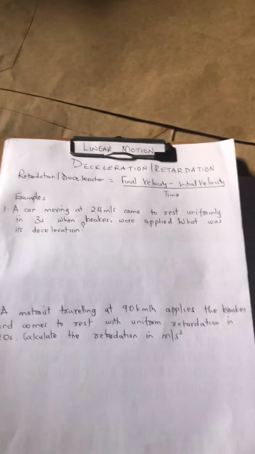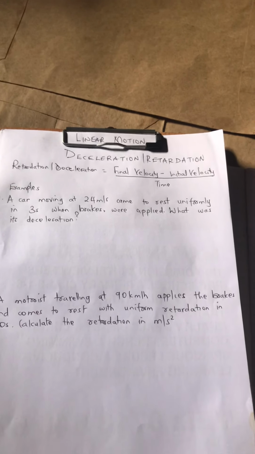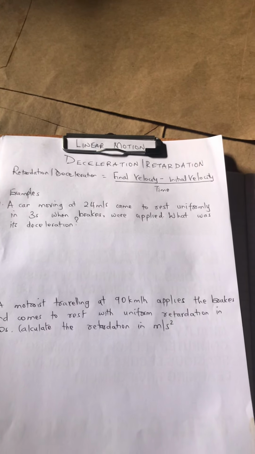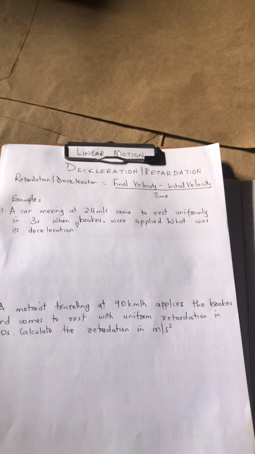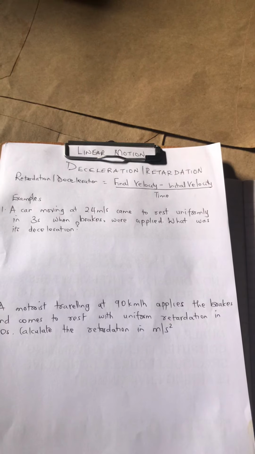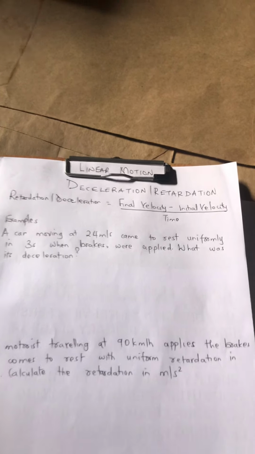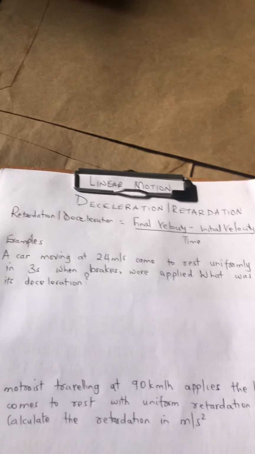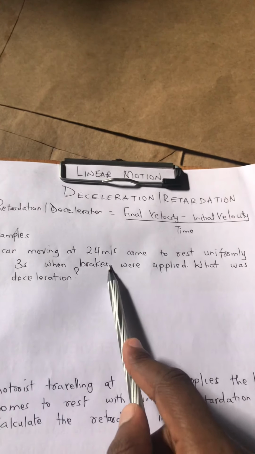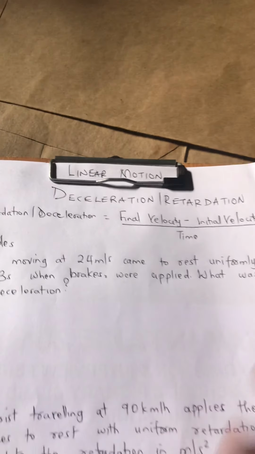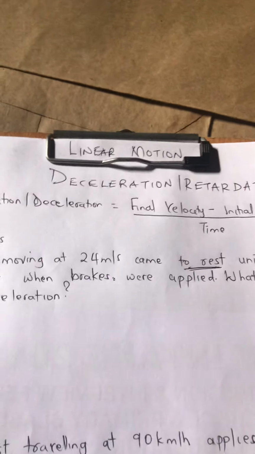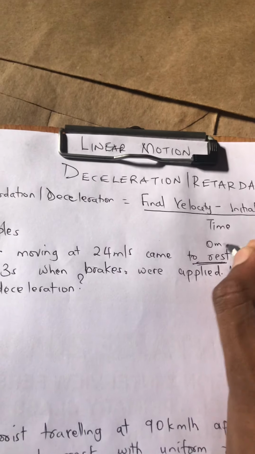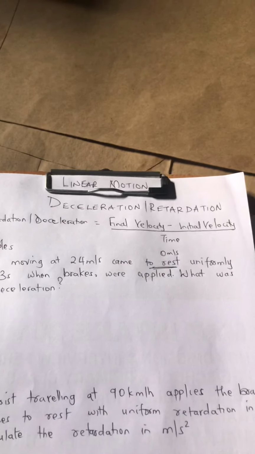Nice one. Example iko inasema a car moving at 24 meters per second came to rest uniformly in 3 seconds when brakes were applied. What was its deceleration? First of all, the car was moving at 24 meters per second and then came to rest. Kumbuka nilikuambia came to rest inamaanisha it came to 0 meters per second. So rest means 0 meters per second.